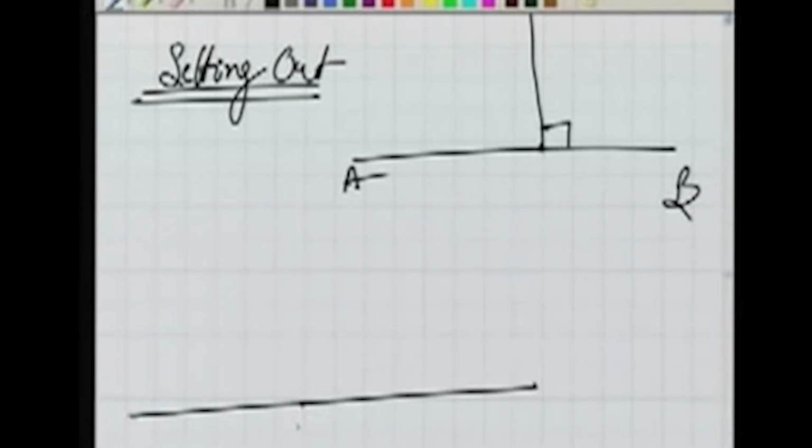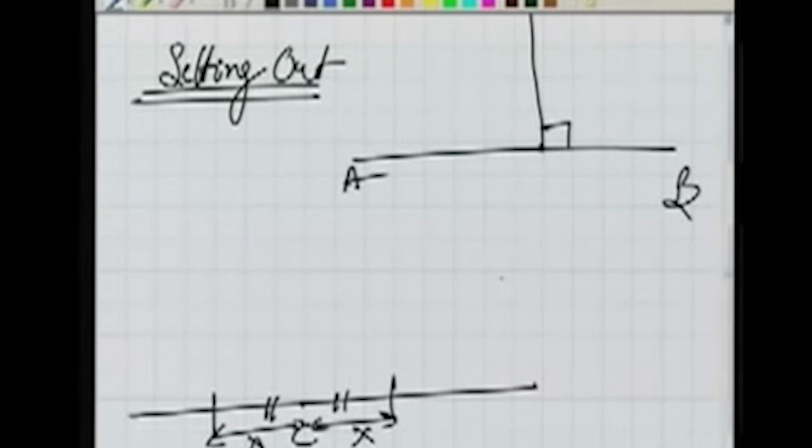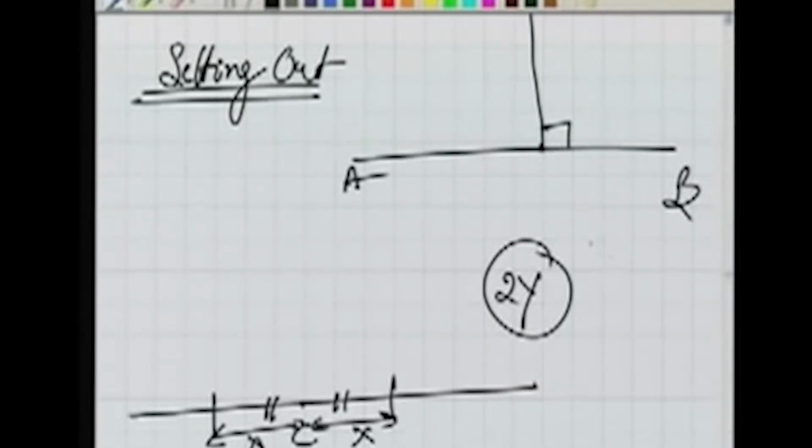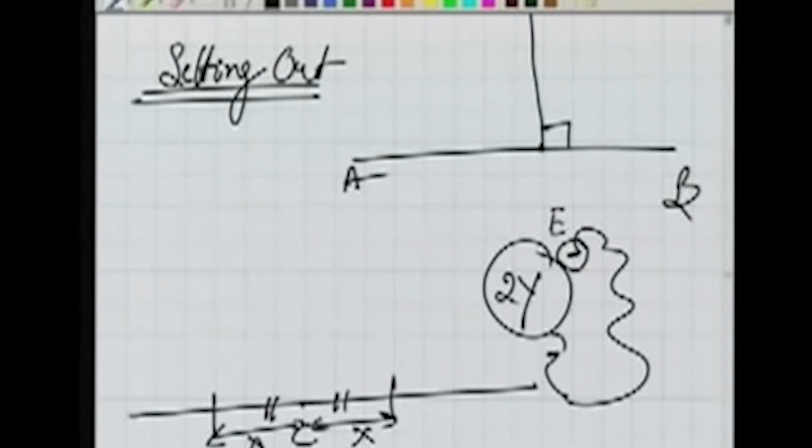At this point C where you want to erect a perpendicular, you take equal distances on both sides. Let us say this is x and this is also x. Once you have done it, you take a distance of 2y on your tape. Let us say this is the tape and I keep the tape like this. This is the distance of 2y. The ends of the tape, E end and F end.